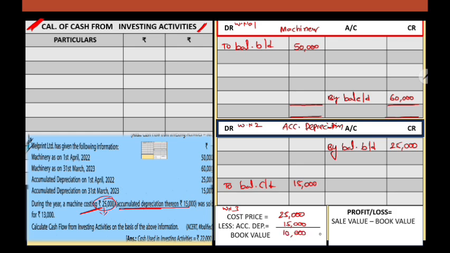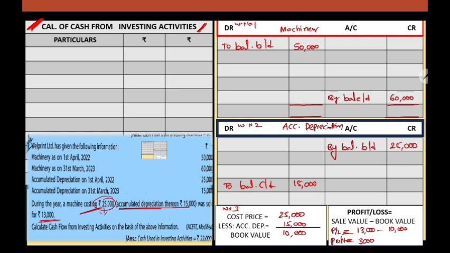Now I substitute this book value in the formula. Profit or loss is equal to sale value minus book value. What is the sale value here? 13,000. In the question, if you observe, the sale value of 13,000 is given. 13,000 minus the book value we got, 10,000. So we got a profit of 3,000. How can you know it's a profit? If you get a positive answer, automatically we can say it's a profit. If you get a negative answer, we can say it is a loss. Now I am going to show this information in the ledgers.